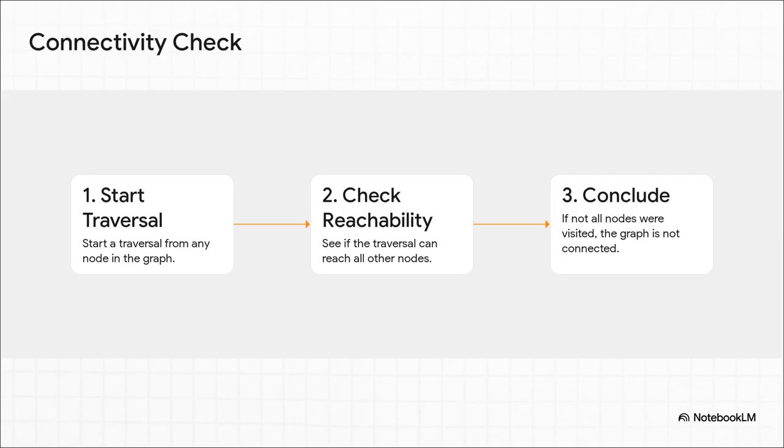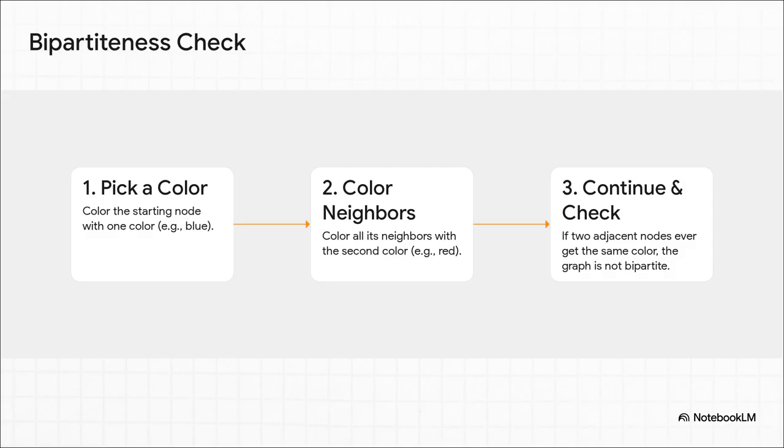Easy proof. Here's another classic, checking if a graph is bipartite. Fancy word, simple idea. Can you color the graph with just two colors so that no two nodes connected by an edge have the same color? BFS is perfect for this. You color your start node blue, then color all its neighbors red, then all their neighbors blue, and so on, alternating level by level. If you ever find an edge, like this one right here, that connects two nodes of the same color, you've got your answer. The graph is not bipartite.